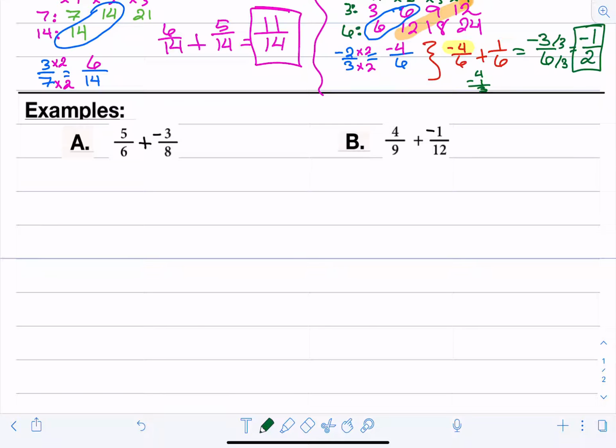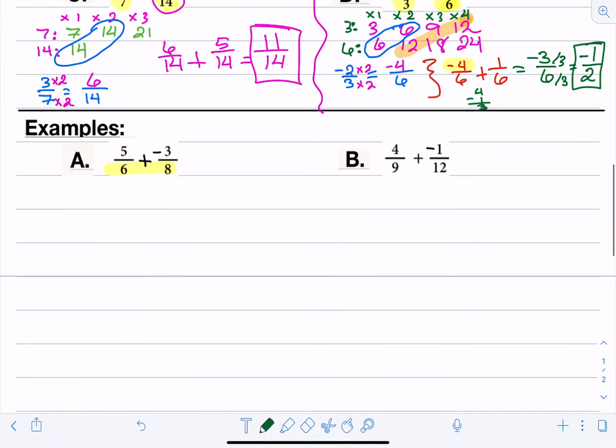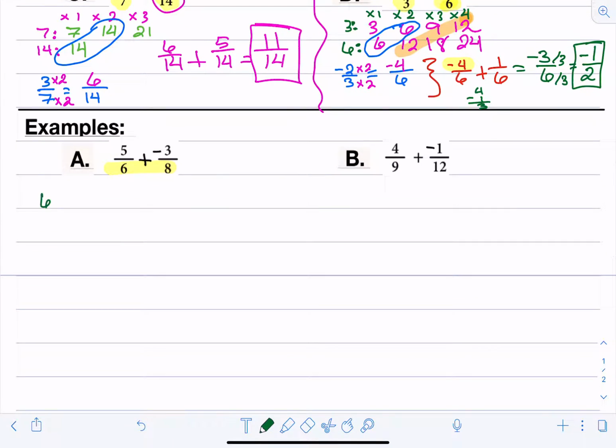All right, welcome back. Okay, so for A, we have 5/6 plus 3/8. So the first thing I have to do is see, do we have a common denominator? No, we don't. Both denominators are different. They're not common. So I'm going to have to go to step 1, find a common denominator. So I'm going to have to find the least common multiple. So I have 6 and I have 8. Okay, and I'm going to multiply by 1, 2, 3, 4, and 5.